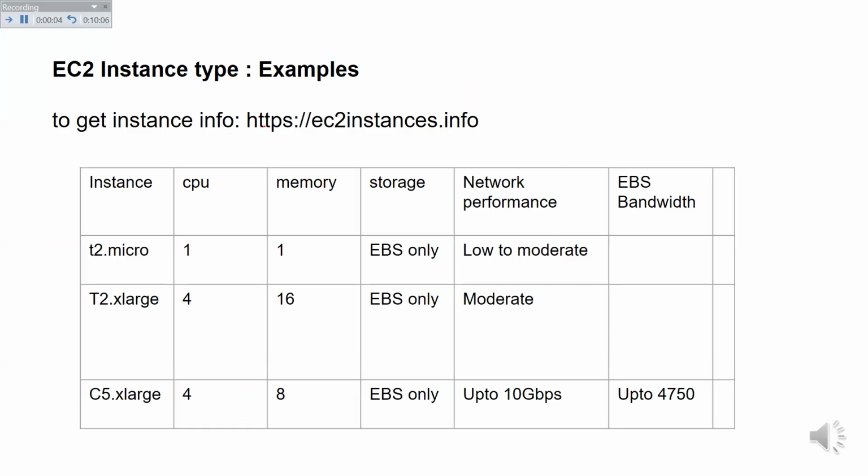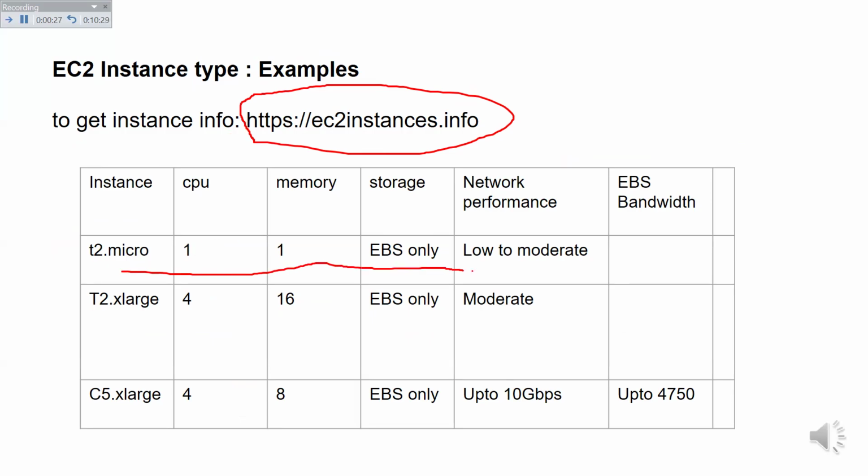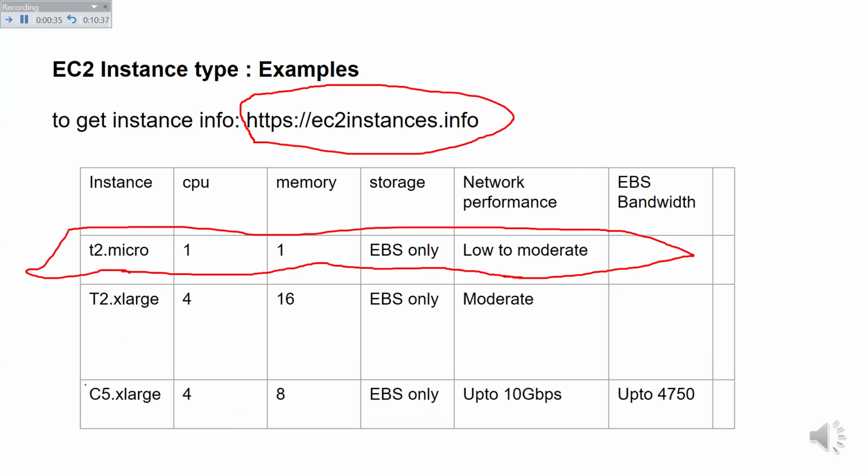If you need further information on EC2 instances, you can visit this website and it will show you detailed information: the CPU, memory, storage, network, and the EBS bandwidth. For two or three instances, I have noted down the CPU and memory. For T2 micro, it's CPU 1, memory 1, EBS storage can be attached, and the network performance is low to moderate, correct? Similarly, for C5.xlarge, it's 4 CPU, 8 GB memory, EBS only for storage, and up to 10 Gbps network performance.